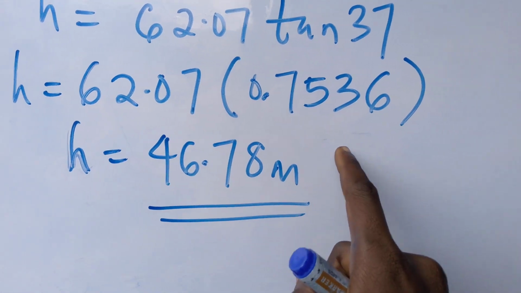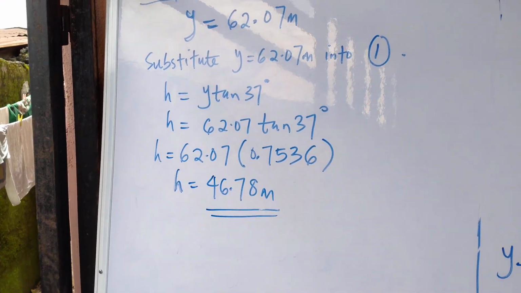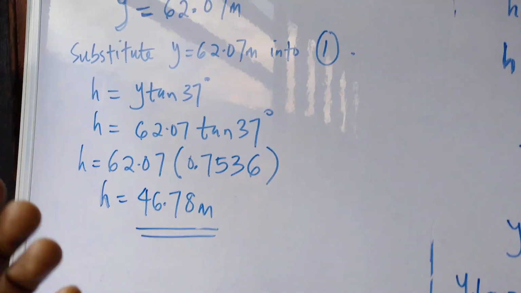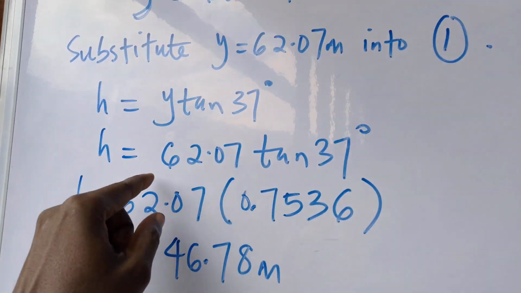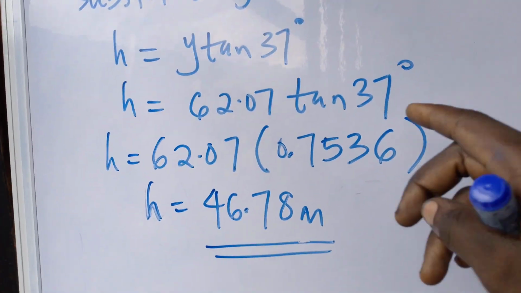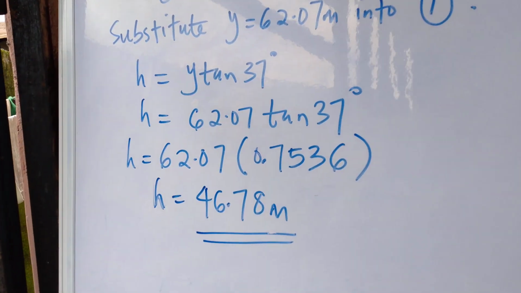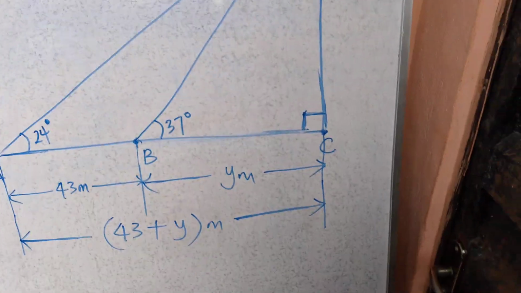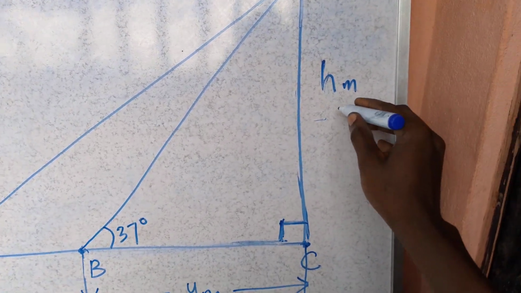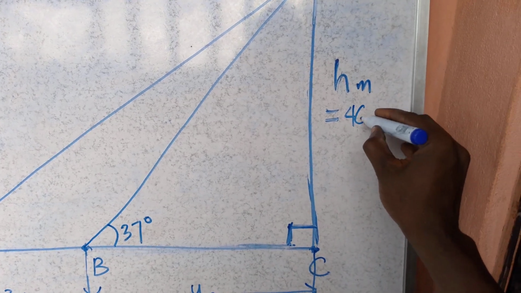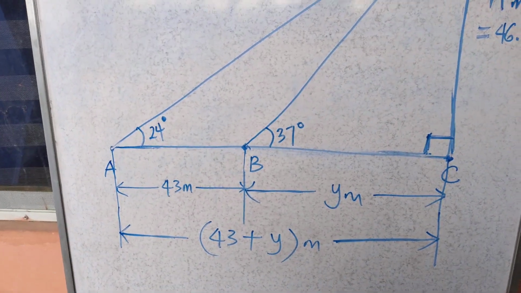When I multiply this and this, I have 46.78. Take note, that is the height of the pole, 46.78. We got the value of y as 62.07. Substituting it in place of this y, I wrote 62.07, and tan 37 is 0.7536. When I multiply with 62.07, I have 46.78 meters. So take note of this diagram. The height of the pole has been obtained as 46.78 meters. All right.